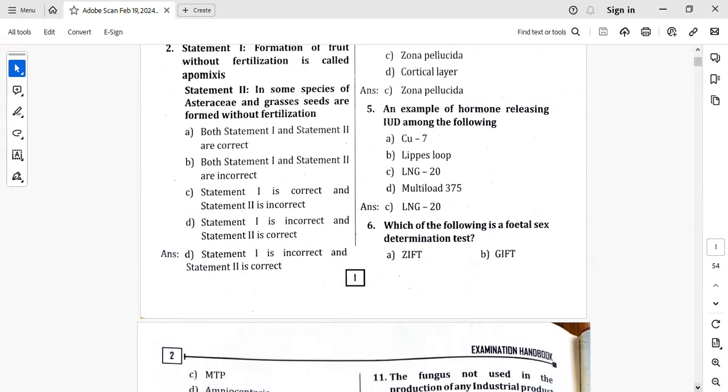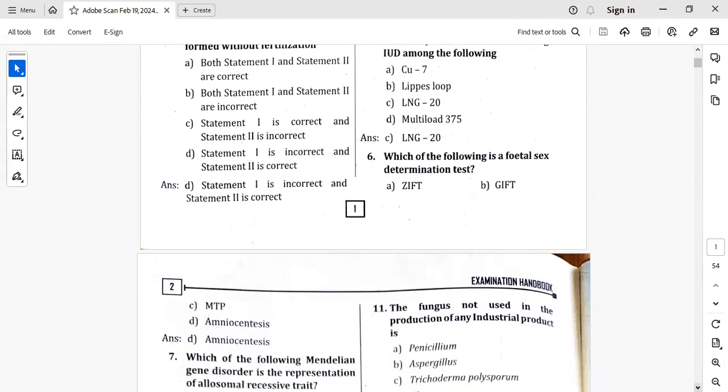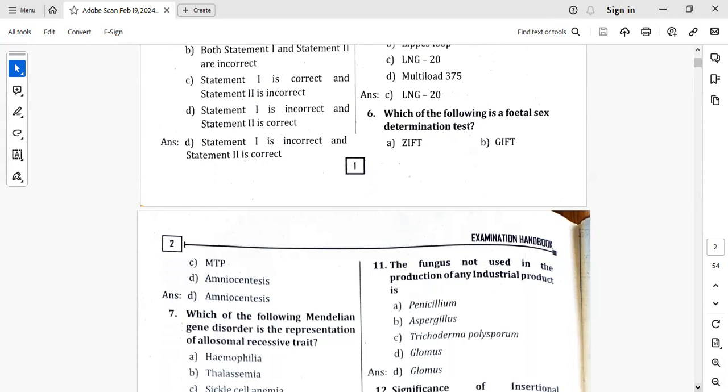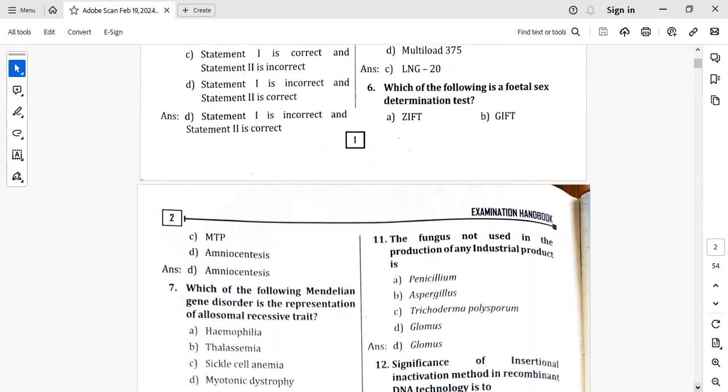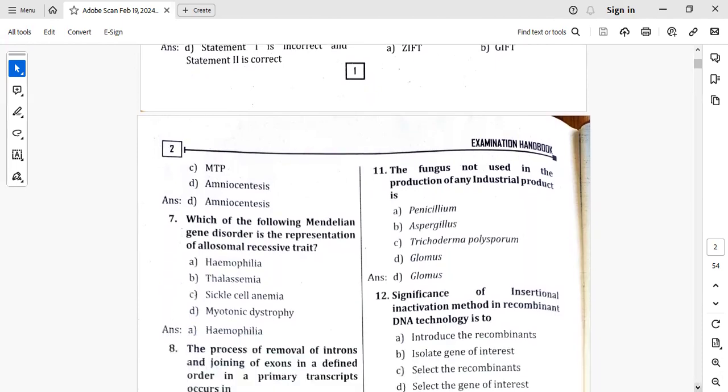Which of the following is a fetal sex determination test? ZIFT and GIFT are both contraceptive methods, not tests for sex. MTP is medical termination of pregnancy, so it is again not for determination. Amniocentesis is the determination test, because they take the amniotic fluid and check the chromosomal pattern. By checking the chromosomal pattern, they get to know the fetal sex, through the 45th and 46th chromosomes, which indicate the sex of the baby.